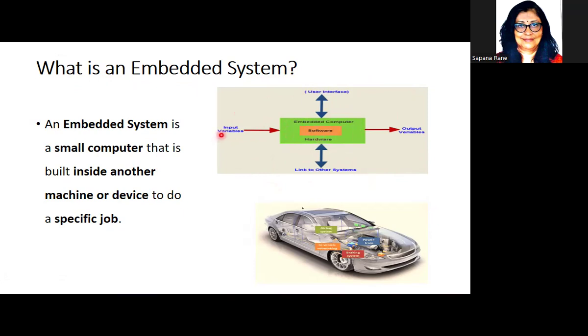Here certain input variables are monitored by the embedded system. They are controlled by the embedded system. They are processed by the embedded system and provided as the output variable with the help of user interface, hardware, software, and link to some other system. So apart from your embedded system hardware and software, you have input variable, you have output variable, you have user interface and link to the other systems.